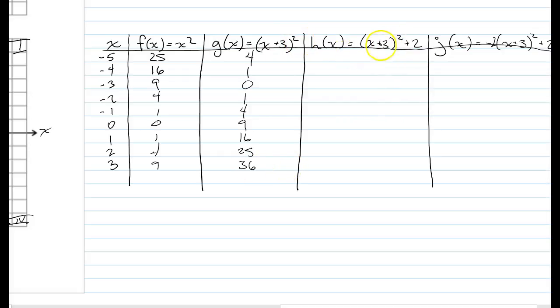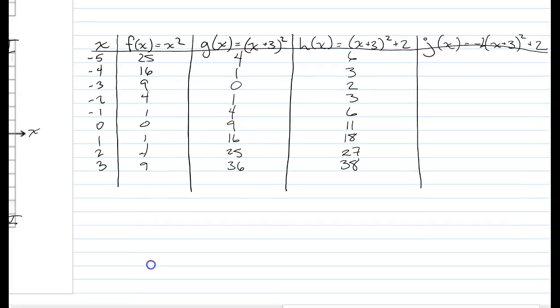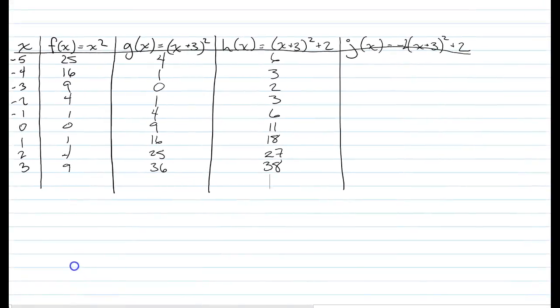Okay, now we've got the same function here, but we're adding 2. So we're going to add 2 to this output value that we already had. So it's not going to be 4 anymore. It's going to be 6. 3, 2, 3, 6, 11, 18, 27, and 38. So we've now shifted all of these upward by 2. And that's the impact of that Q value. Shift our graph upward.